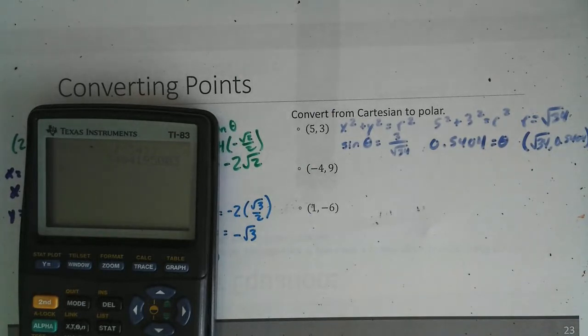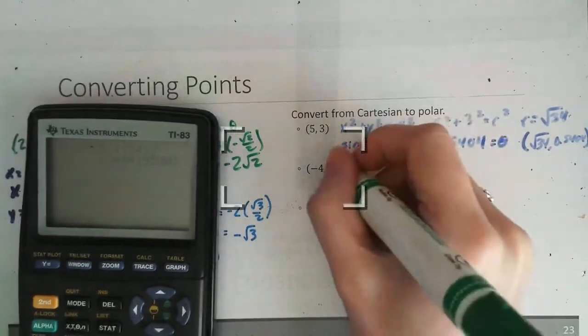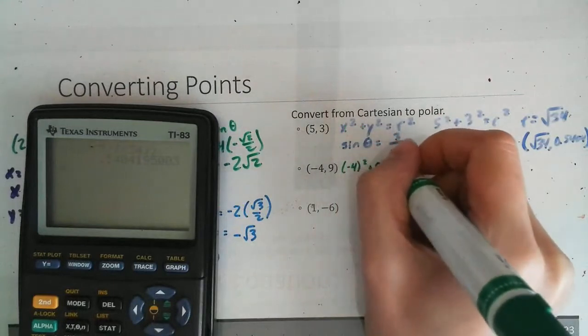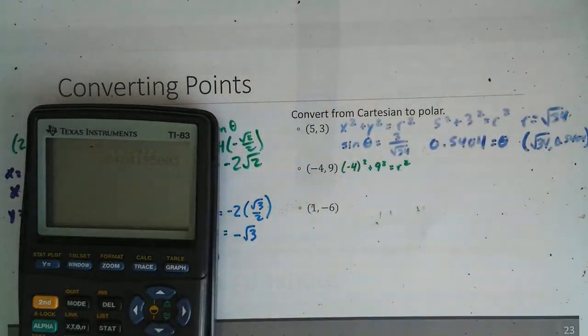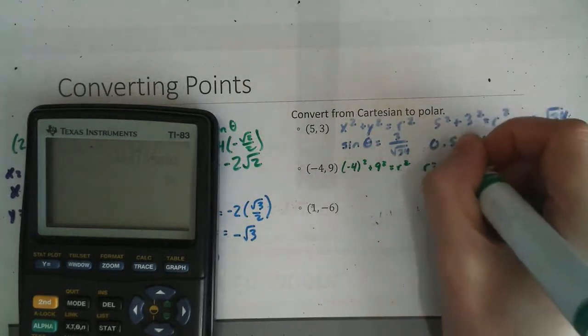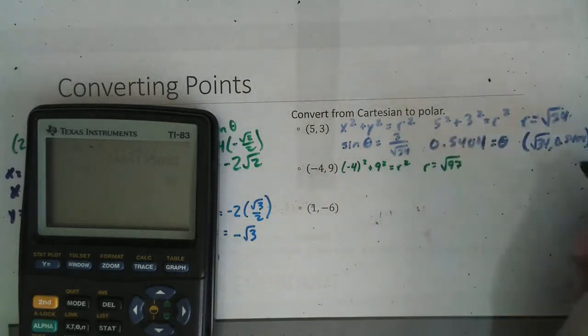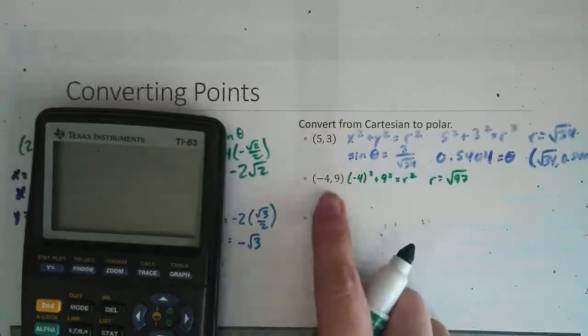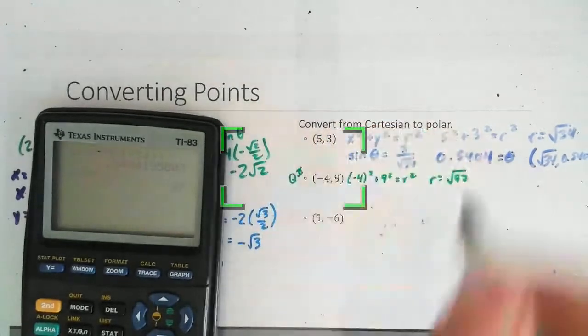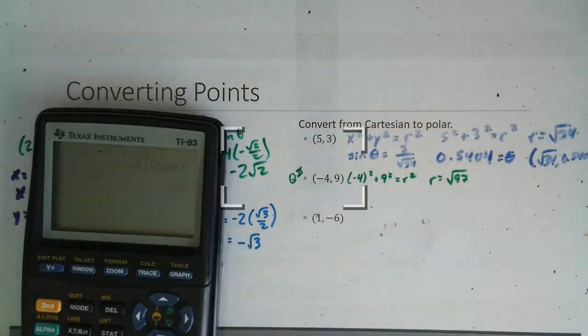Next up we have negative 4 comma 9. We start by finding our r value. Negative 4 squared plus 9 squared equals r squared. That's 16 plus 81. So r is the square root of 97. This time we have a negative x value and a positive y value. That puts us in quadrant 2. So we have to make sure we come up with a quadrant 2 answer.